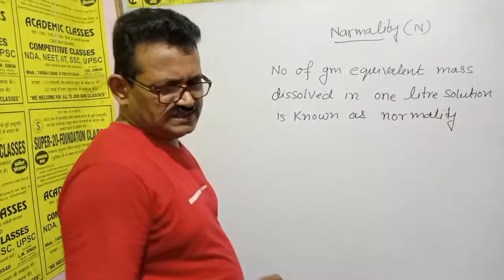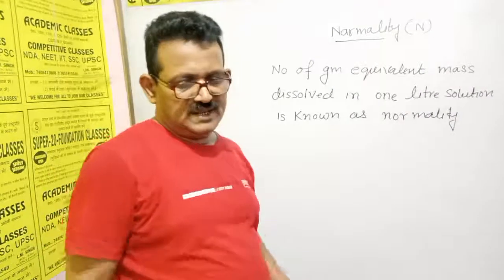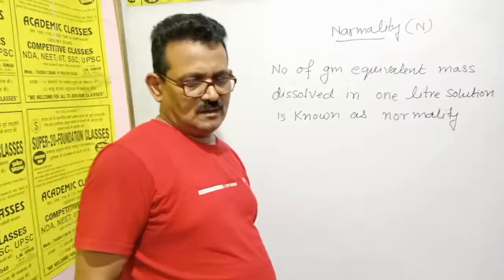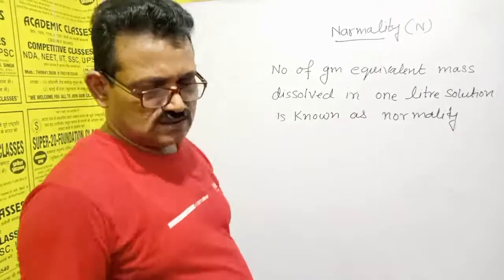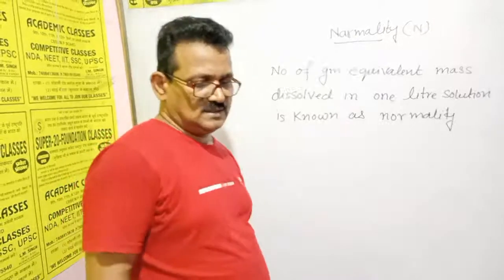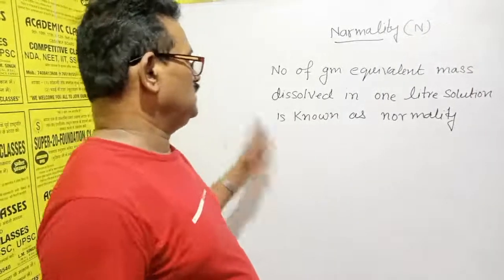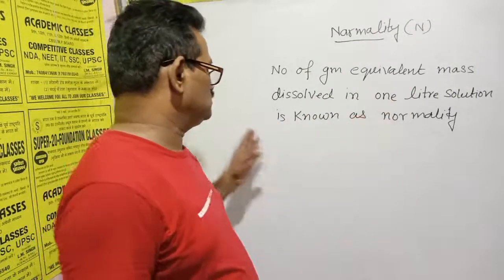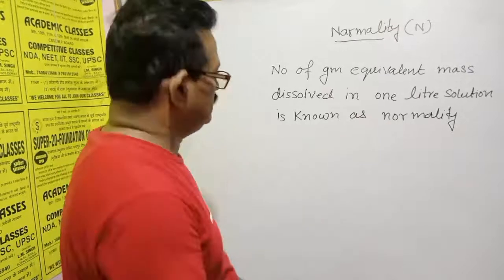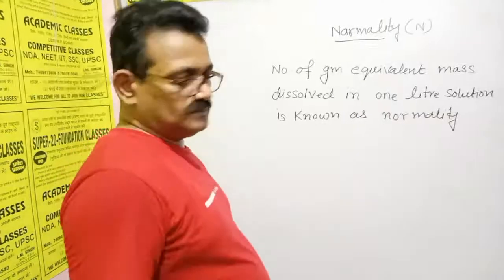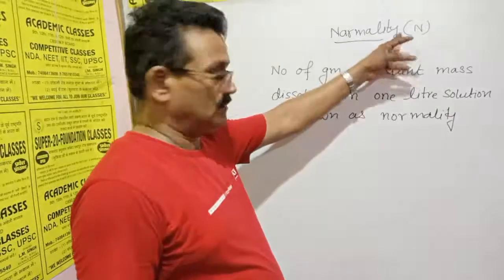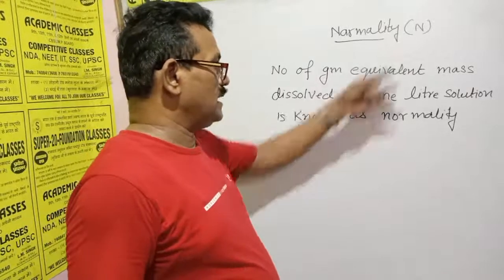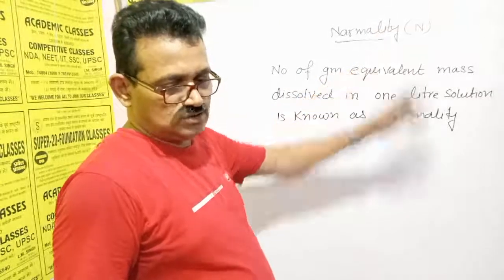This is your definition here, student. You take it very seriously. Sometimes in your examinations and practical vivas, examiners ask the question, what is normality? This is a very important and very easy definition. Number of gram equivalent mass dissolved in 1 liter solution is known as normality. And the normality term is also represented by capital N. Okay, student.